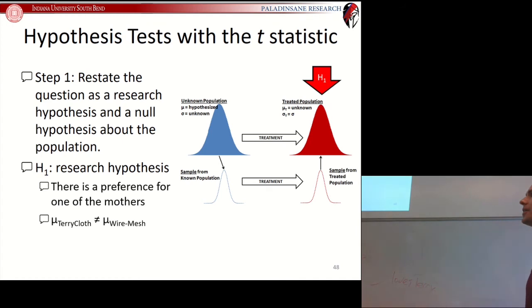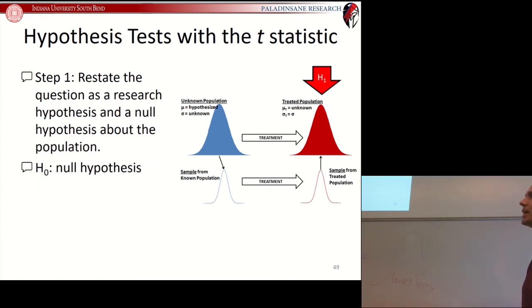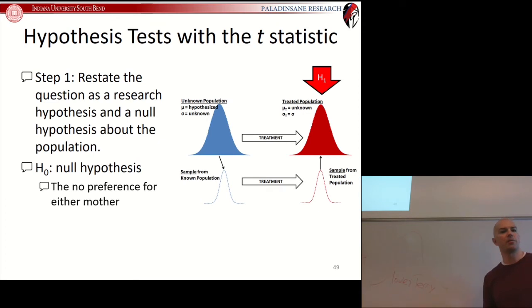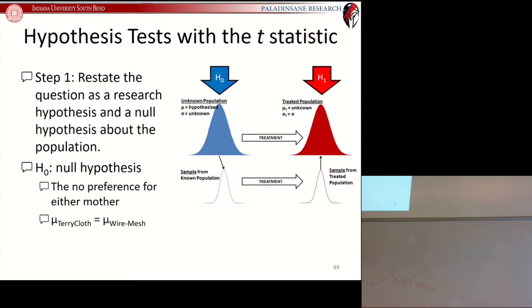The null hypothesis, on the other hand, is that there is no preference for either mother. That says that they are going to spend the same time with the terry cloth mother that they do with the wire mesh mother. And if they can only spend 18 hours in total with the two mothers, they're spending 9 hours with each mother, because 9 hours here, 9 hours there is the only way to get those two equal and have them add up to 18. So if they have no preference, they belong to that hypothesized population, the population where they're spending 9 hours with the terry cloth mother.